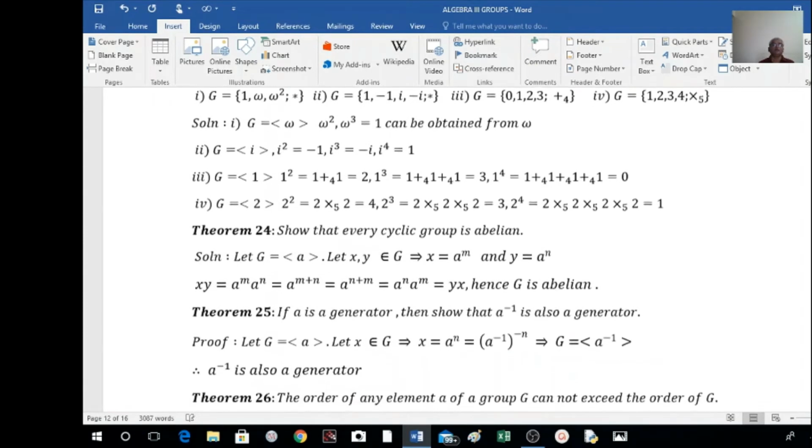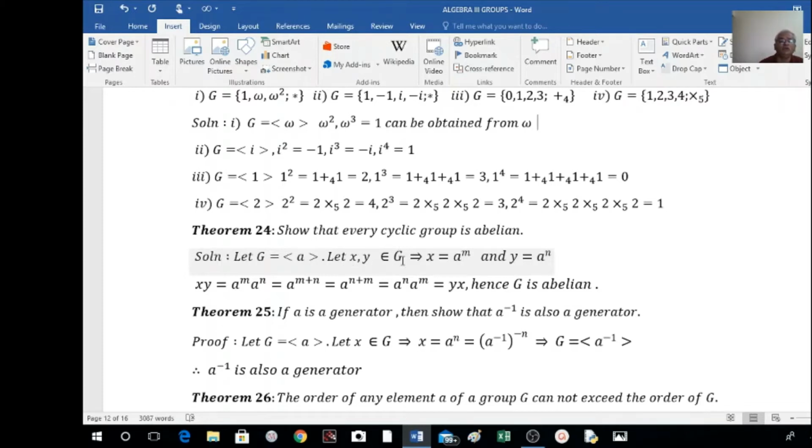One small theorem: show that every cyclic group is abelian. Abelian means that for any two elements x and y belonging to G, if xy is equal to yx, then we say that it is abelian. We have to prove that every cyclic group is abelian. For that, let G be a cyclic group generated by a. To show it is abelian, we must prove that x into y is equal to y into x for any two elements. So let x, y belong to G.